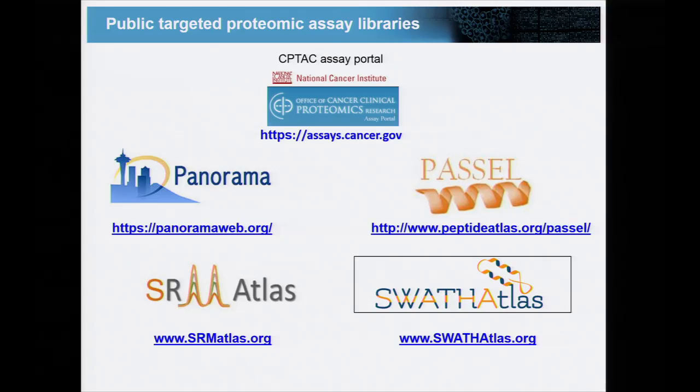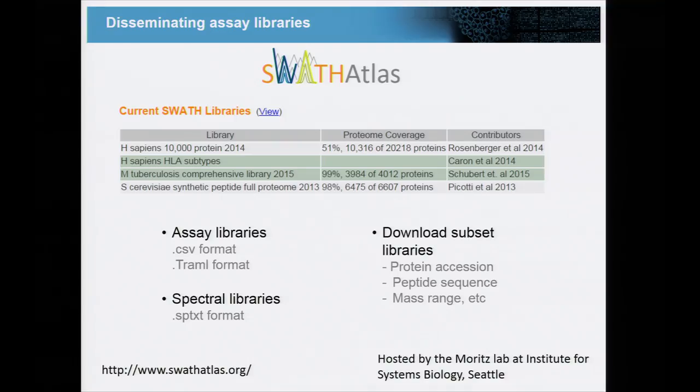Panorama is the one associated with Skyline that Brendan probably mentioned. These three are hosted by the Institute for Systems Biology in Seattle, and the CPTAC group, this NCI initiative, has its own portal. The one we're using for SWATH libraries at the moment is called SWATH-Atlas, and this is basically the state of it at the moment. I didn't update this slide.